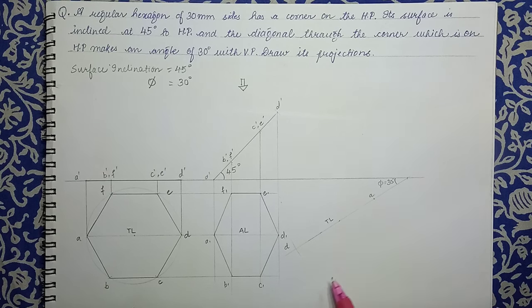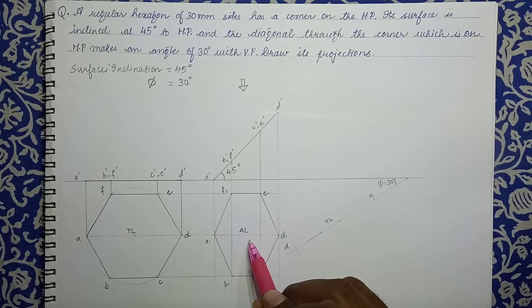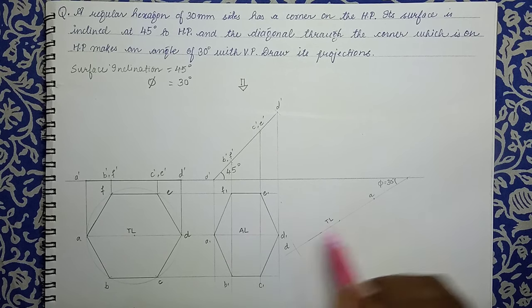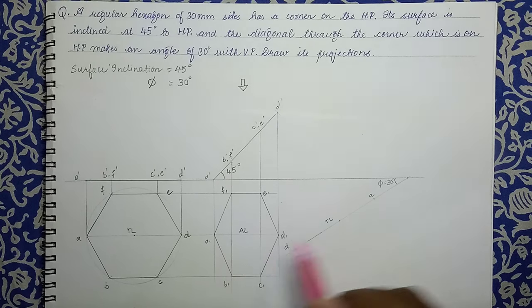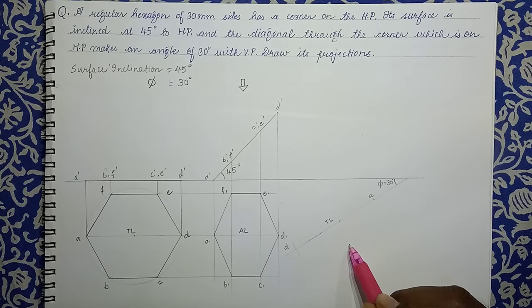But we don't know the angle, that is angle beta. This is apparent length, this is top view length. When top view length makes an angle with VP, then it is beta.